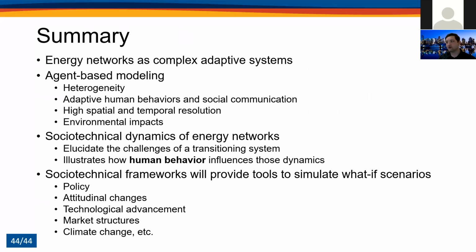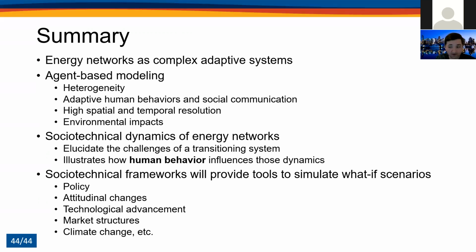Now, to summarize all of what we've talked about today and what we're trying to bring home, what I'm telling you here is that energy networks can be modeled as complex adaptive systems. And agent-based modeling is a computational approach which can be applied to energy systems models to model heterogeneity, adaptive human behaviors, and social communication, really highlighting that human dimension impact. We can model high spatial and temporal resolution.